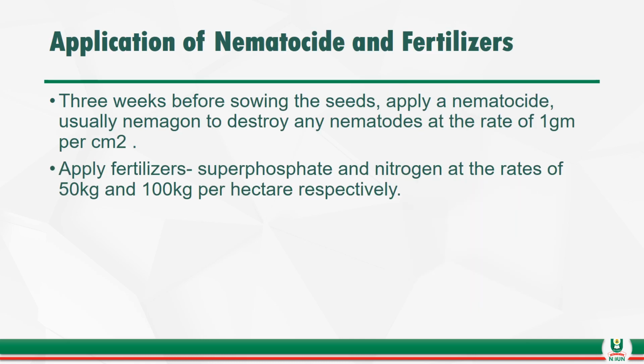Application of nematicide and fertilizers. This is part of the management practices that are normally carried out in the nursery. Three weeks before sowing the seed, apply a nematicide, usually Nemagon, to destroy any nematodes, at the rate of 1 gram per centimeter. You also apply fertilizers, superphosphate and nitrogen, at the rates of 50 kg of superphosphate and 100 kg of nitrogen per hectare, respectively.